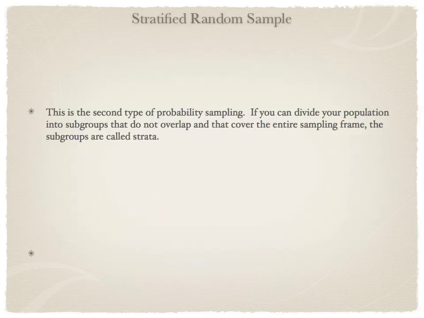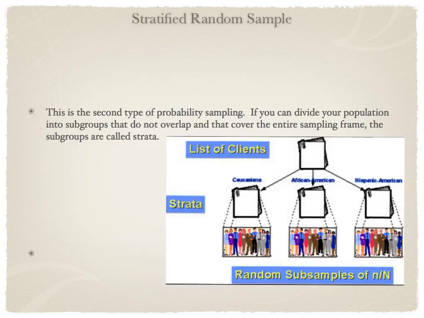Stratified random sample. This is the second type of probability sampling. If you can divide your population into subgroups that do not overlap and that cover the entire sampling frame, the subgroups are called strata. Here's a visual example of a stratified random sample. A company has a list of clients that come in 3 different ethnic backgrounds, Caucasians, African Americans, and Hispanic Americans. So they're able to break them up into subgroups and still represent the entire population of their client list. This is a nice visual of a stratified random sample.